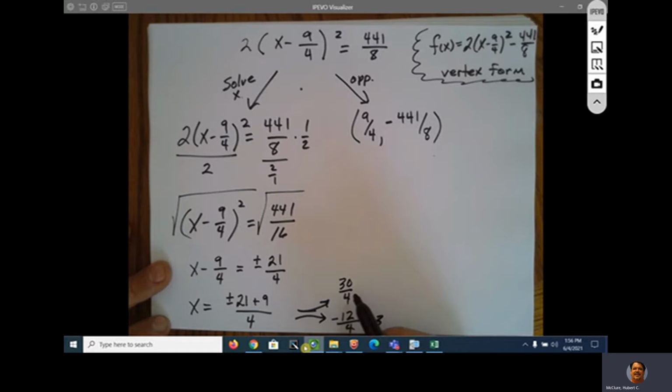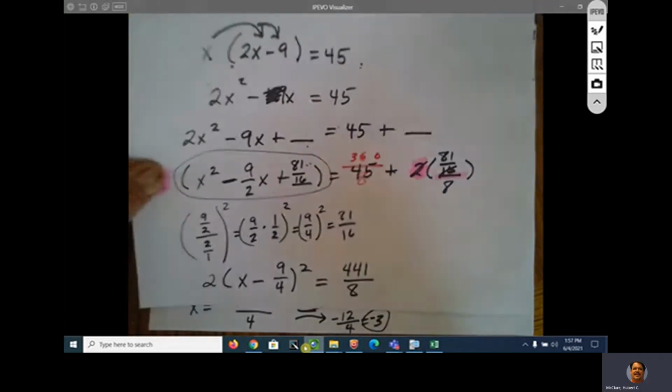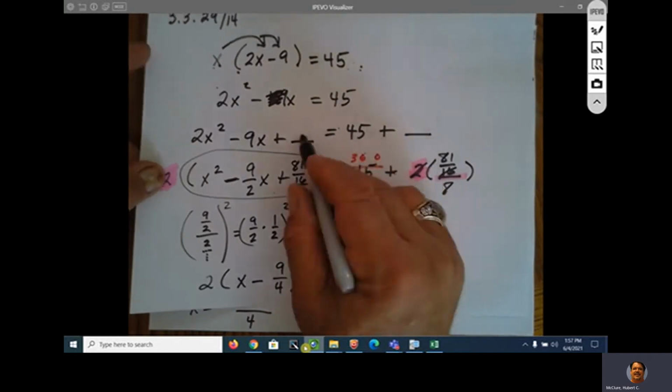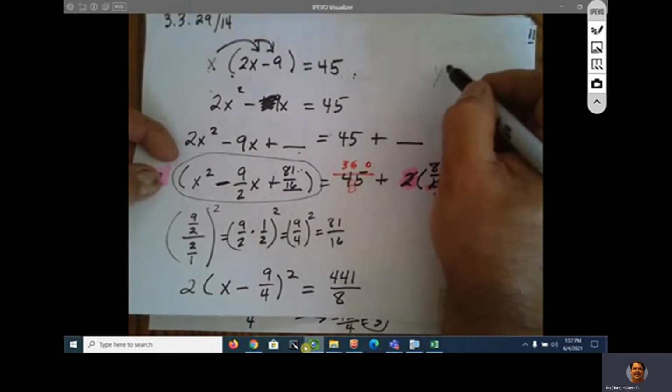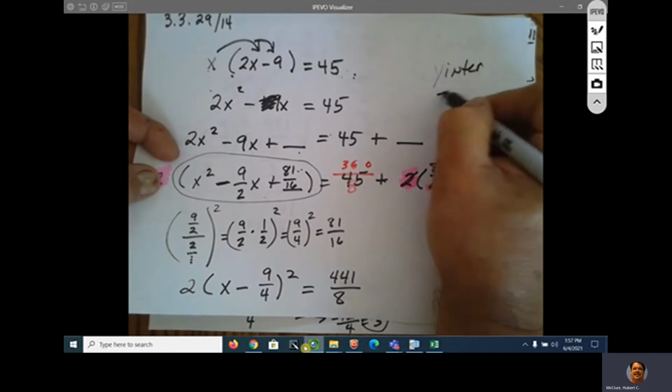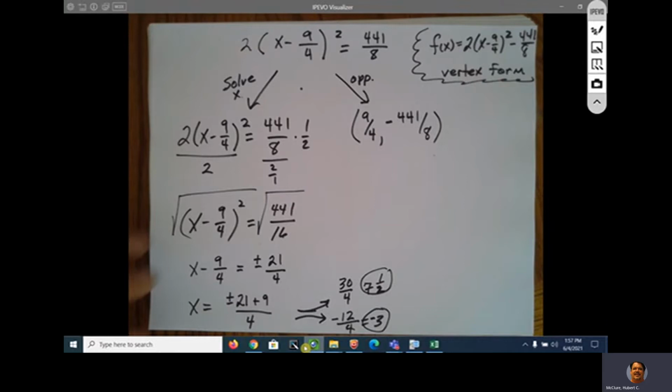And this is 7 1/2, I think, something like that. So there's your 2 x-intercepts. Your y-intercept on this one is negative 45, because negative 45 would be over here. So the y-intercept is negative 45. So now you got everything you need to draw it up.